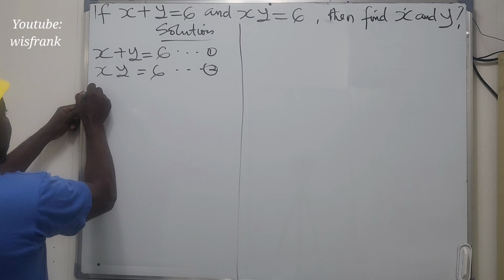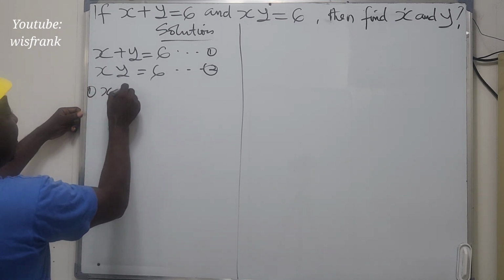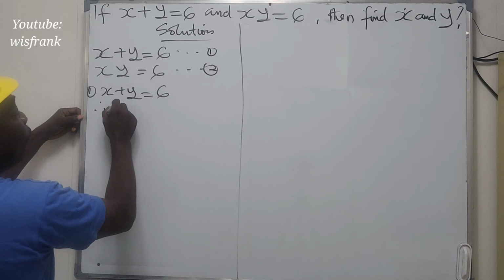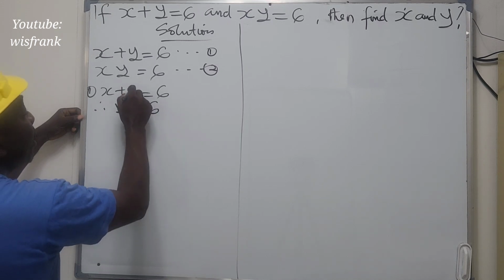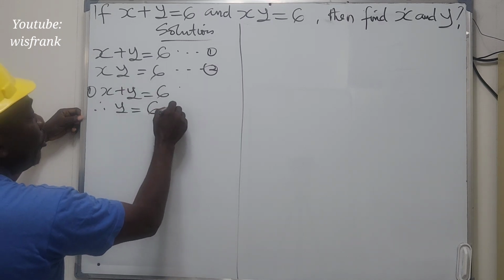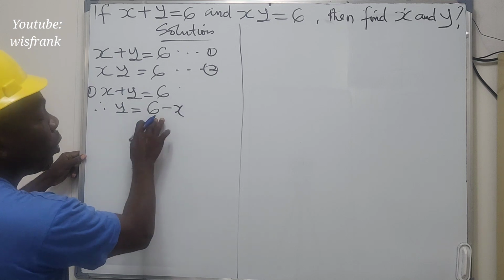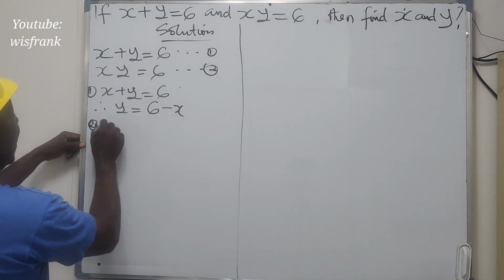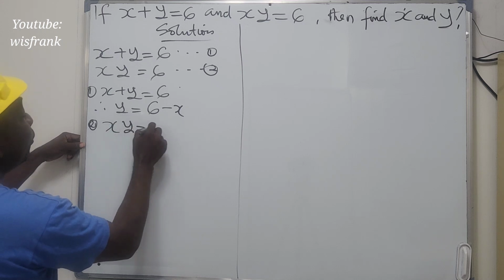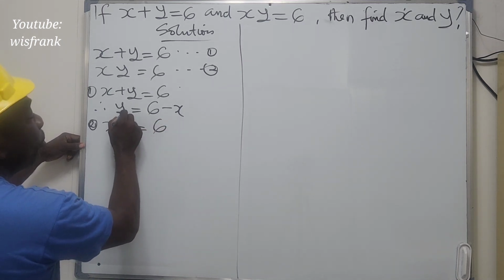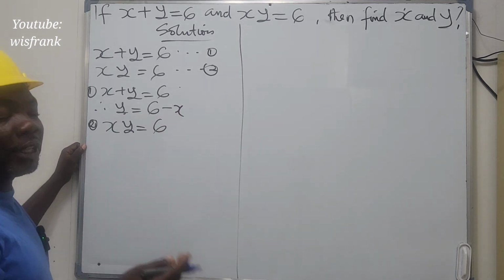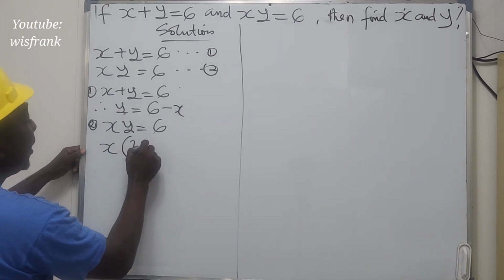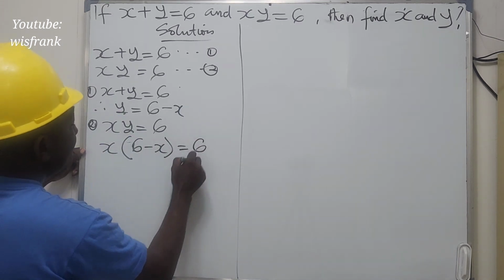So from equation 1, we have seen that x plus y equals 6. Therefore, the value of y equals 6, when x is transposed to the other side becomes minus x. Y equals 6 minus x. Then from equation 2, we have that xy equals 6. Then we are going to substitute the value of y as 6 minus x. So we are going to have x times (6 minus x) equals 6.